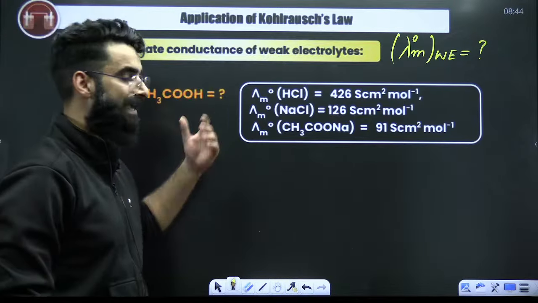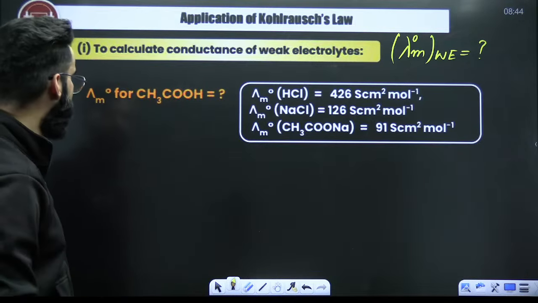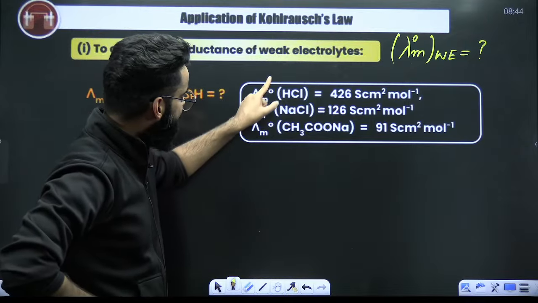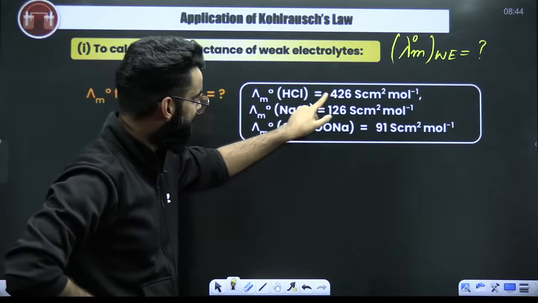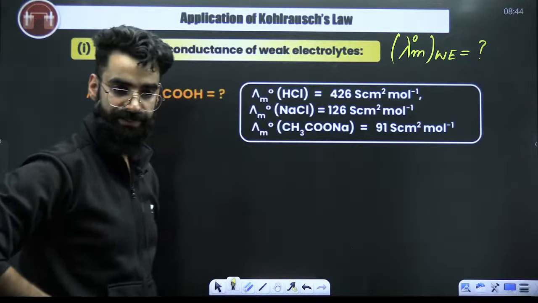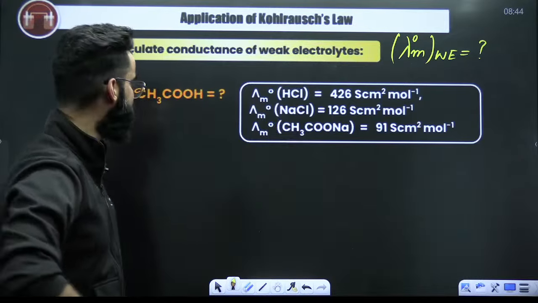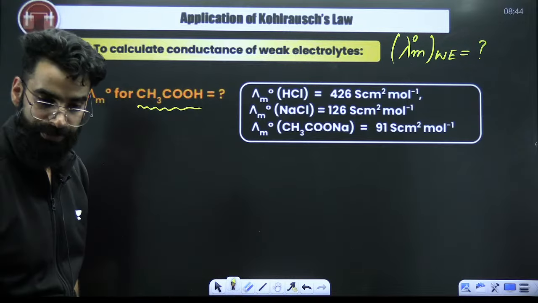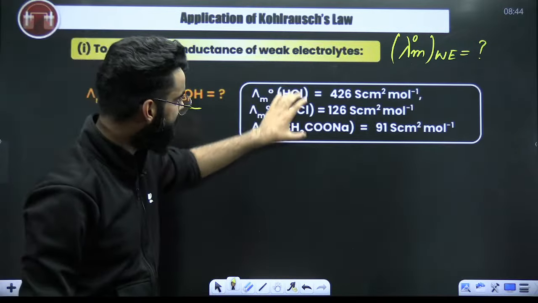Now, how exactly? It's simple, guys. Have a look. Understand properly. For example, molar conductivity at infinite dilution for HCl is given to us. NaCl is also given to us. CH3COONa is also given to us. These are a few parameters which are given. And by looking at these parameters, we have to calculate the molar conductivity at infinite dilution for CH3COOH.